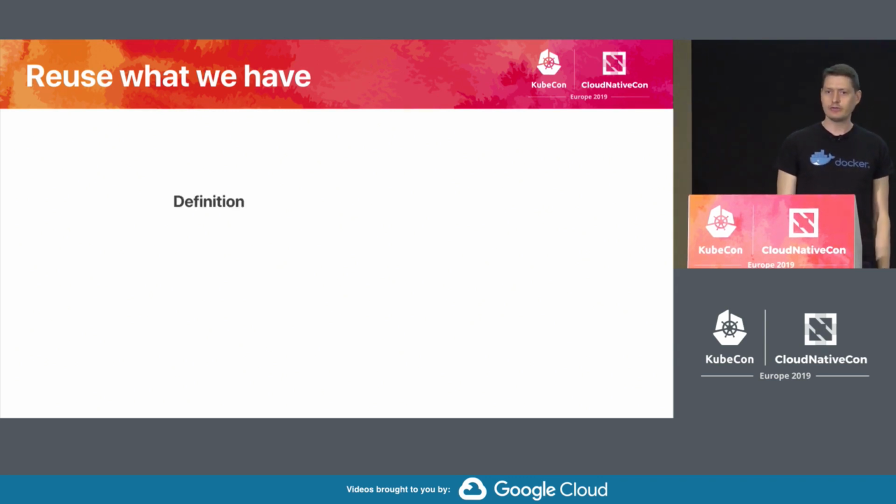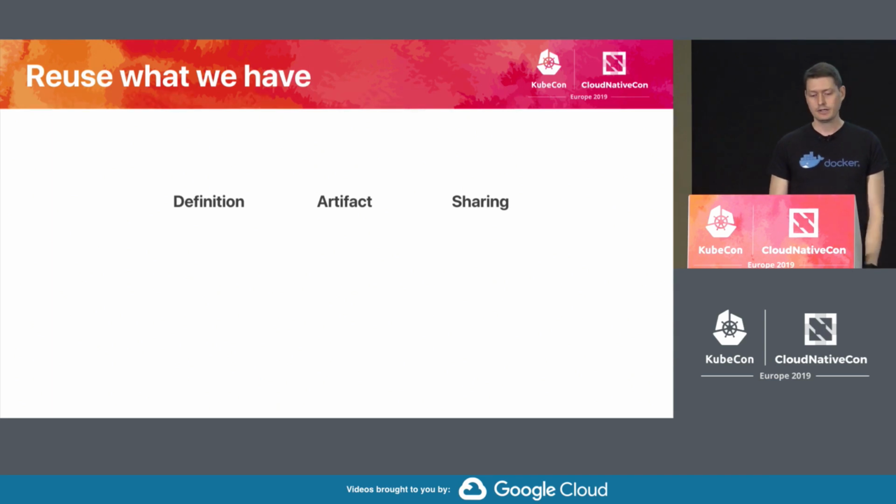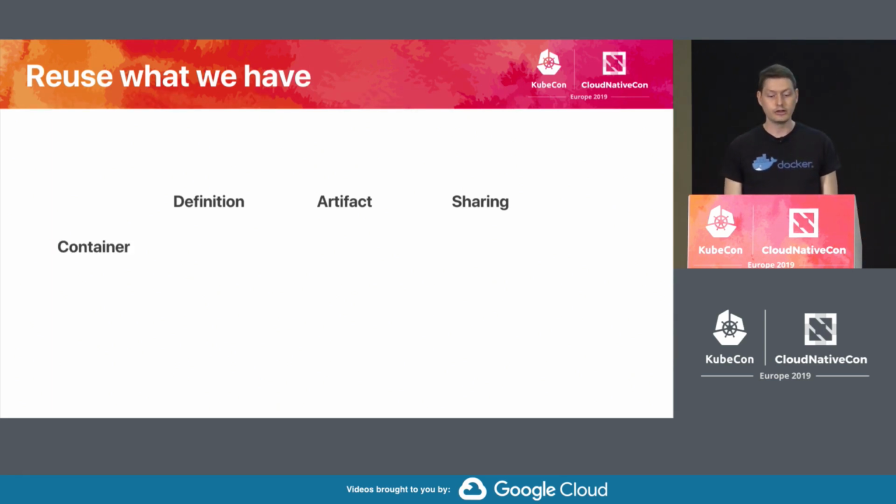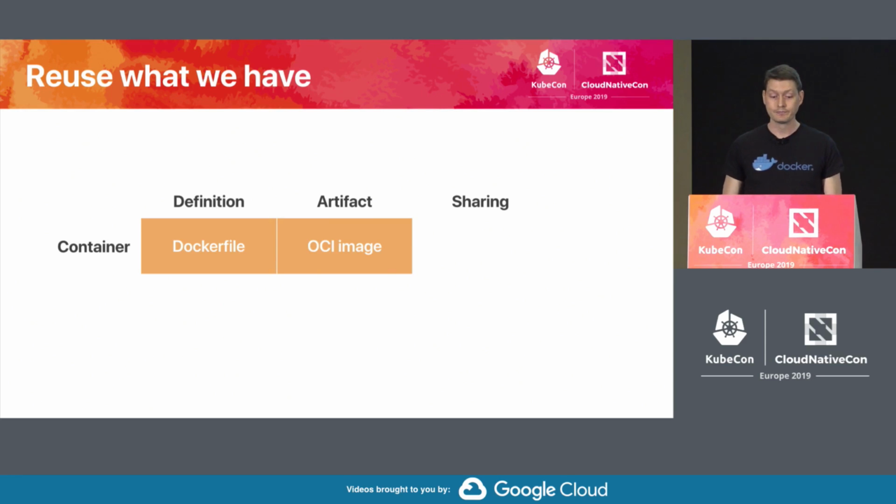So I talked about having a definition. There's a notion of an artifact where we could build this into an immutable thing that we can then hopefully share. So we have something for this in the container world. In the container world, we have a Dockerfile or something else to define what the container image will look like. We have an OCI image that you build that into, which is an immutable artifact that can be signed so that you can secure it. And we have OCI registries, which you can use to share these OCI images.